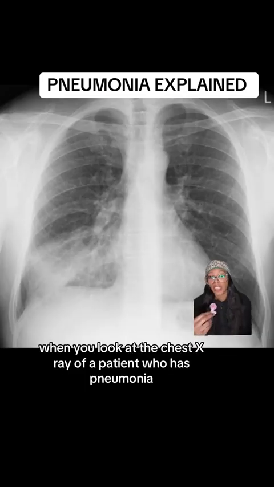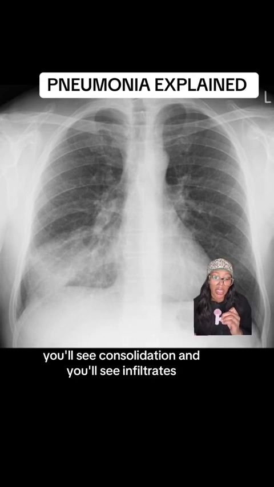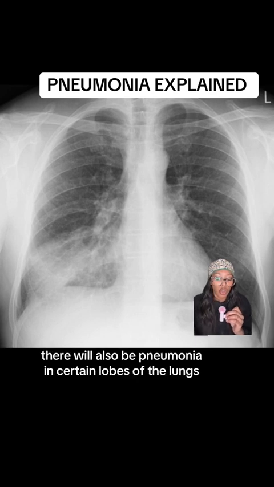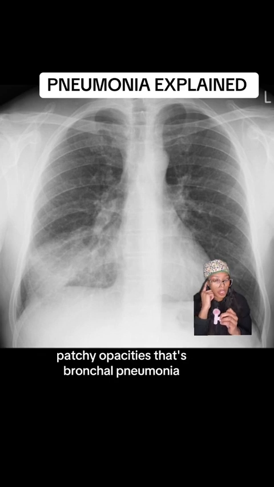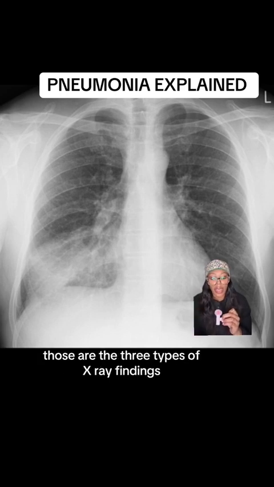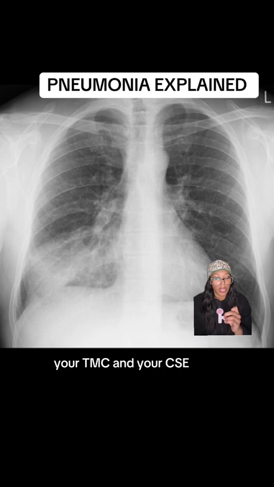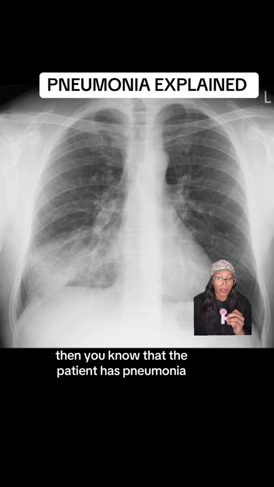When you look at the chest x-ray of a patient who has pneumonia, you'll see consolidation and you'll see infiltrates. Those are white areas in the lungs. There will also be pneumonia in certain lobes of the lungs. And then you'll also be able to see scattered patchy opacities. That's bronchopneumonia. Those are the three types of x-ray findings that you need to remember when you take your board exams, your TMC and your CSE. If they mention those findings on an x-ray, then you know that the patient has pneumonia.